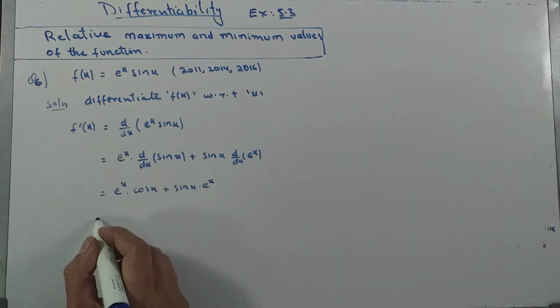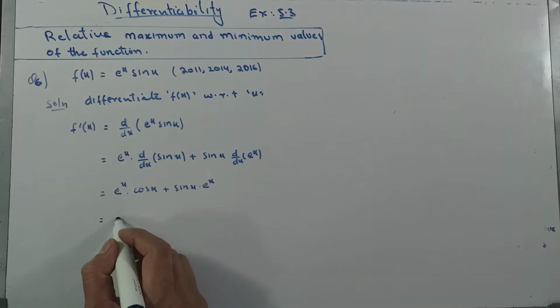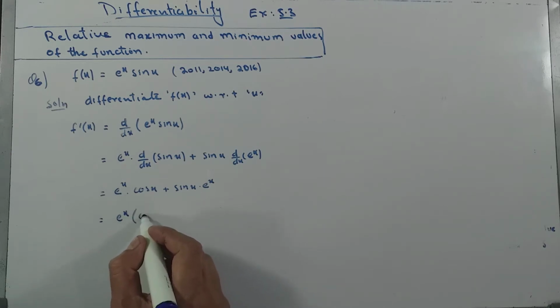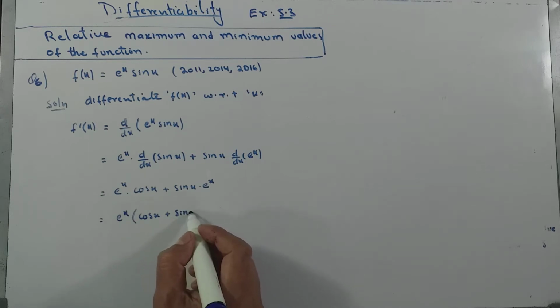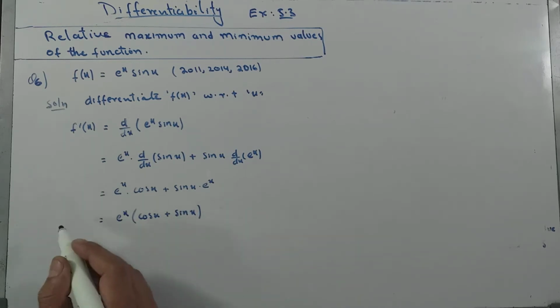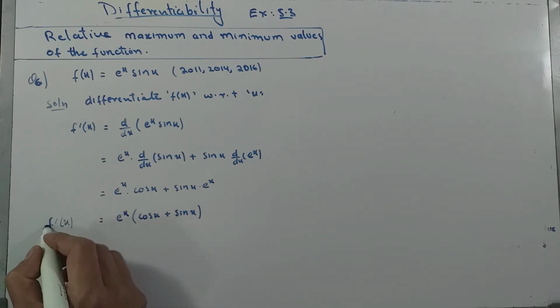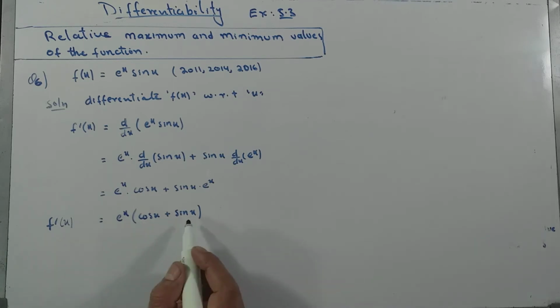So e^x is common in both terms. e^x is here, e^x is here, so we take e^x common. So we get cos x plus sin x. This is the first derivative of this function. So the first derivative of f of x is e^x (cos x plus sin x).